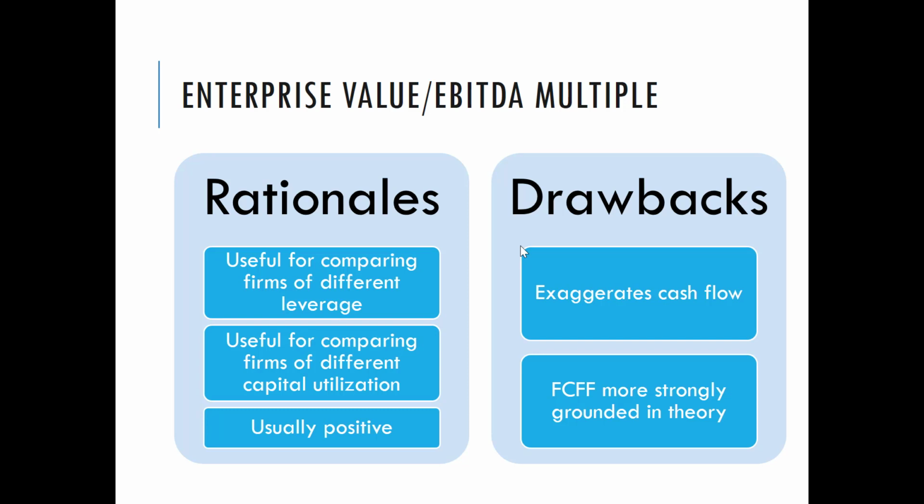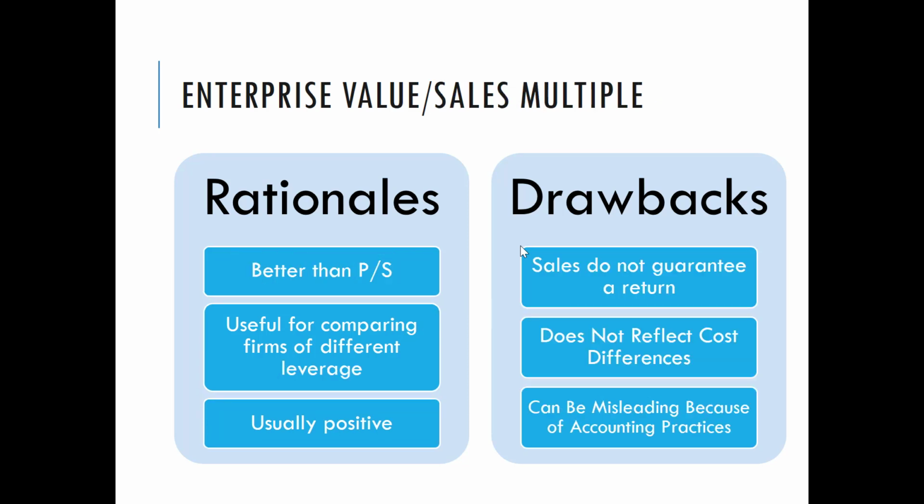If you have a negative EBITDA, you're going to use a sales multiple, which is enterprise value to sales. Again, all the horrible things with the sales multiple. The only difference between a price to sales multiple versus an enterprise value to sales multiple is really that, again, it's useful for comparing firms of different leverage. That's the big difference here.